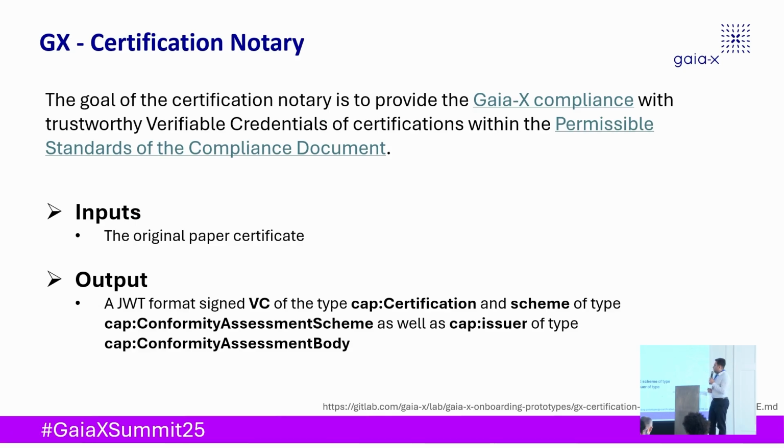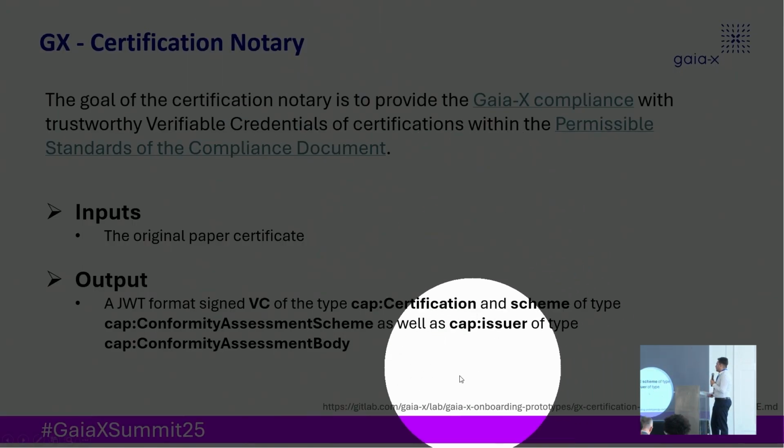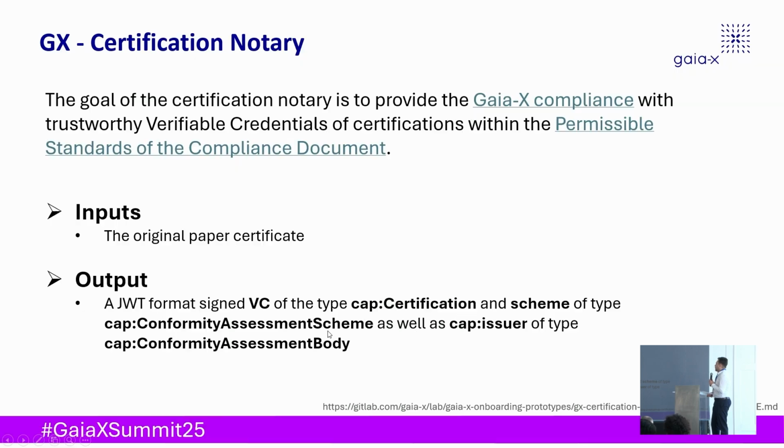Yes, thank you, Christophe. So for the certification notary to work well, we just need to provide it the original paper certificate, PDF, or just the paper ones. And as an output, the certification notary will provide us a JWT format signed VC of the type CAP certification with the schema of type CAP conformity assessment scheme, as well as a CAP issuer of type CAP conformity assessment body.